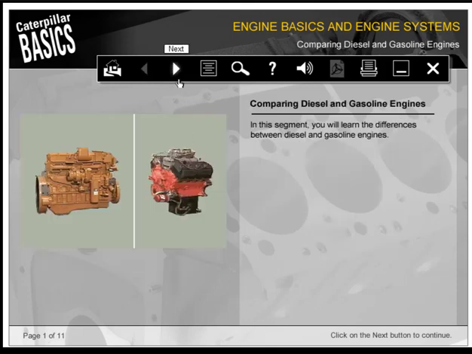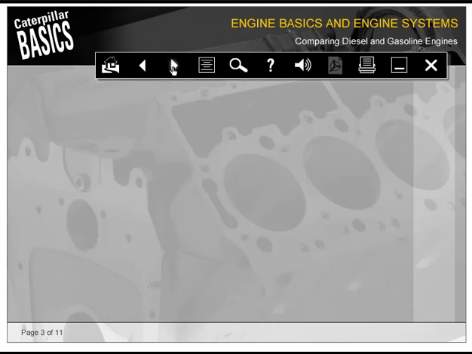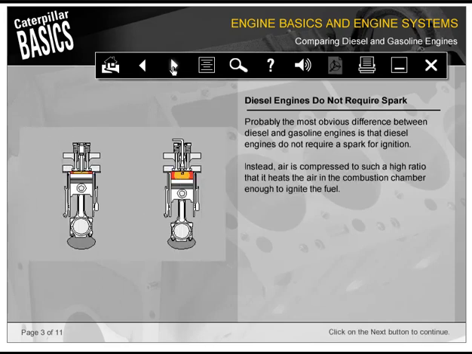In this segment, you'll learn the differences between diesel and gasoline engines. Like diesel engines, gasoline engines use combustion from the four-stroke cycle to create energy to do work. But there are some slight differences in the process. Let's see what those differences are. Probably the most obvious difference between diesel and gasoline engines is that diesel engines do not require a spark for ignition. Instead, air is compressed to such a high ratio that it heats the air in the combustion chamber enough to ignite the fuel.